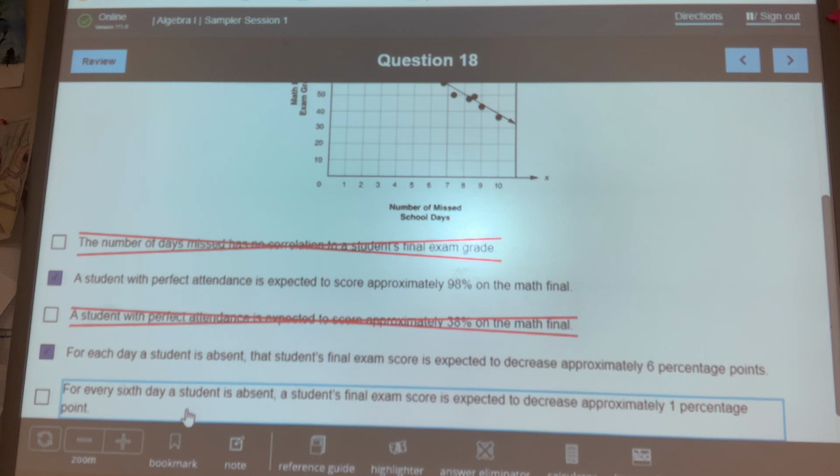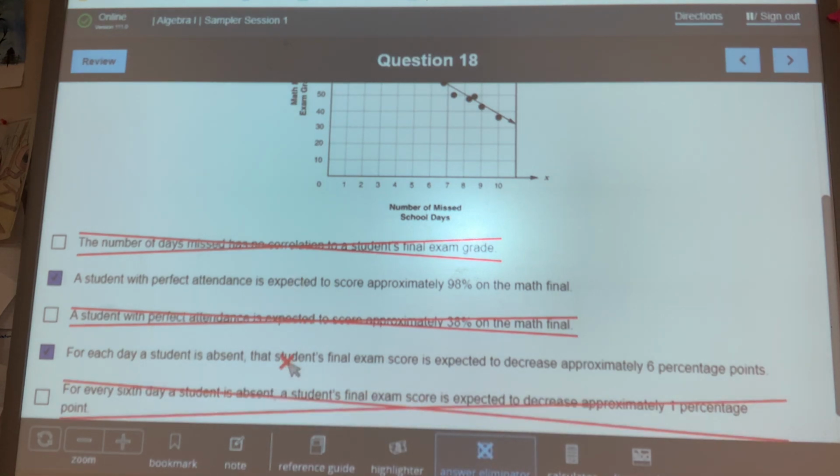Okay, and the final one, for every 6th day a student is absent, a student's final exam score is expected to decrease approximately 1 percentage point. So I'm going to say that's not necessarily true. Okay, so it has to be B and D.